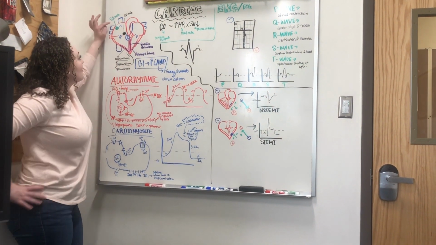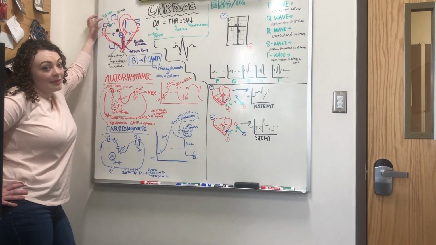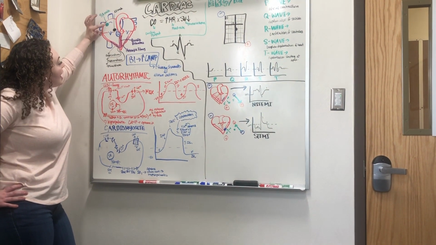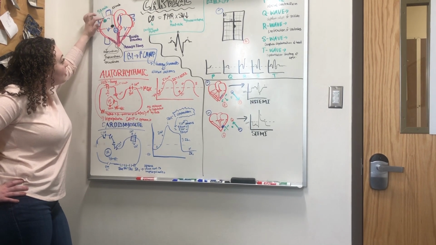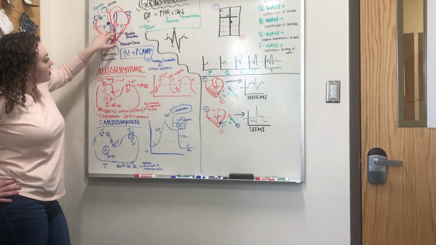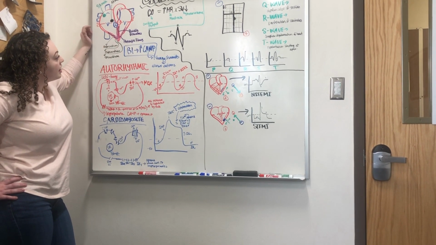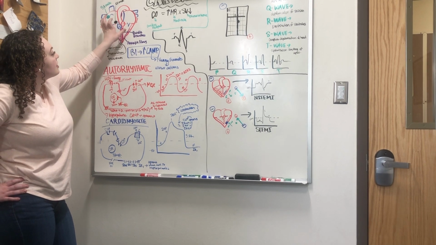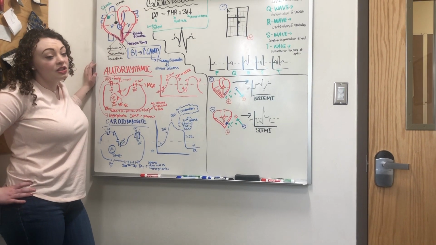So first of all, we have our SA node, which is where all the magic happens, and we get all of our original signals being sent. And that comes down and activates the AV node, which then in turn activates the bundle branches. And these bundle branches come down the interventricular septum, and then they branch up the side of the heart, and these are called Purkinje fibers.